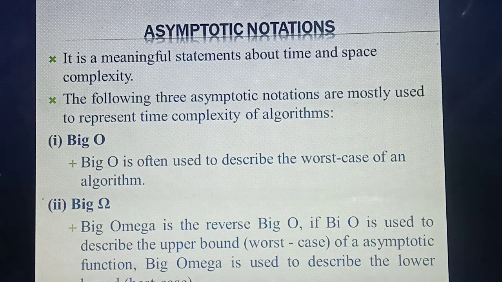That means it may take a huge space and huge time. The worst case of an algorithm is determined by which factor? Big O. Then big omega. This big omega is just the reverse of big O. If big O determines the worst case of an algorithm, big omega determines the best case of an algorithm. Worst case and best case give us the upper bound and lower bound. Just opposite.